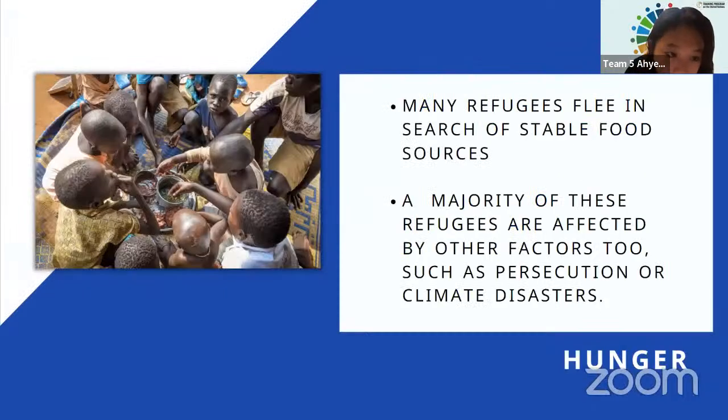Many refugees flee in search of stable food sources, and the majority of these refugees are affected by other factors too, such as persecution or climate disasters. Approximately 20 million people in Somalia, South Sudan, Nigeria, and Yemen are facing extreme drought, which has led to many refugees being forced to leave their homelands in search of stable food sources. Many end up in informal refugee camps like the town of Mangunu in northeastern Nigeria with poor conditions.